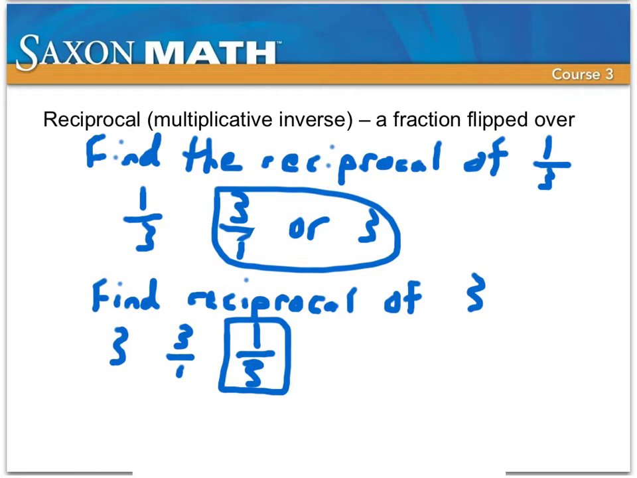Okay, so again, it's a fraction flipped over. It's called the reciprocal or the multiplicative inverse.